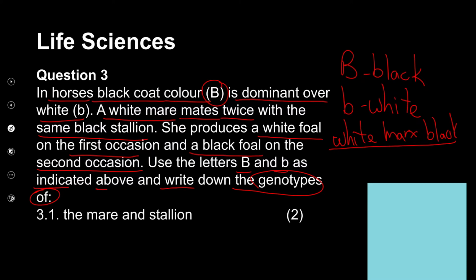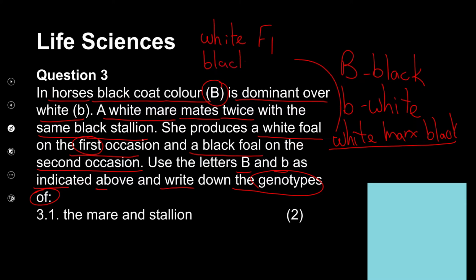She produces a white foal on the first occasion. So I'm just going to go up here. The first occasion produces a white foal. That's the F1, the first generation. And then again, another process happens and they produce a black foal.